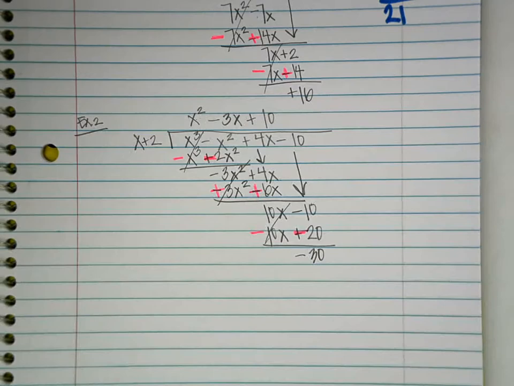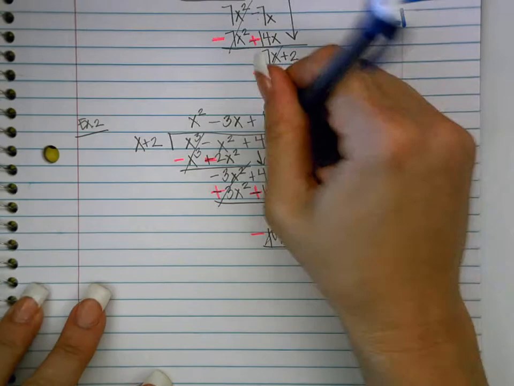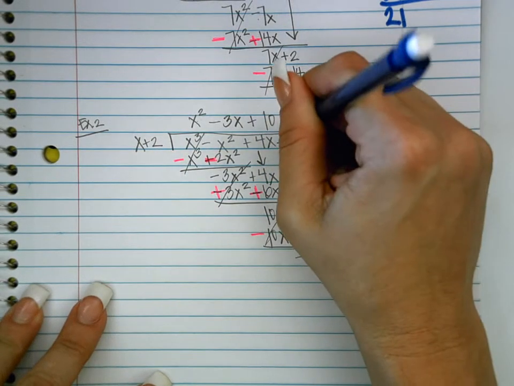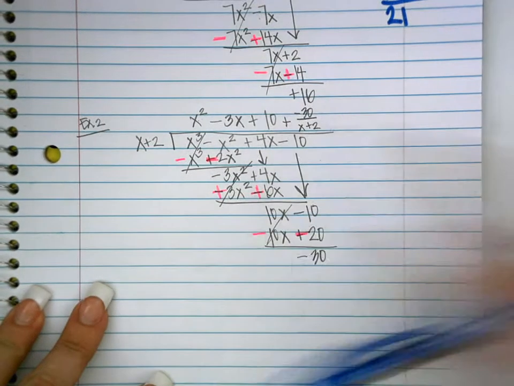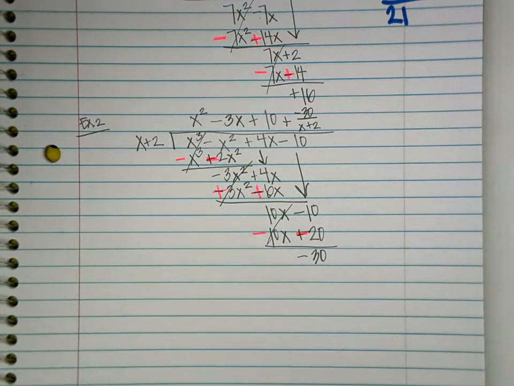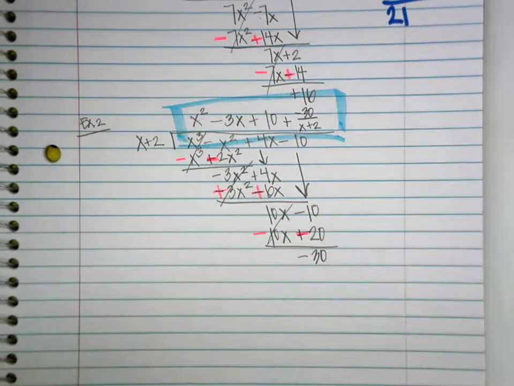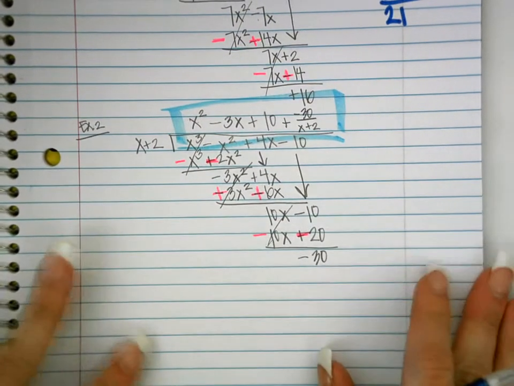Now, when you write this remainder, I'd like you to write it as plus, and I just want you to put the negative on the top. I do not want the negative on the side. I just want the negative on the top, and I'll show you why here in just a second. So that's your actual answer that I'm looking for.